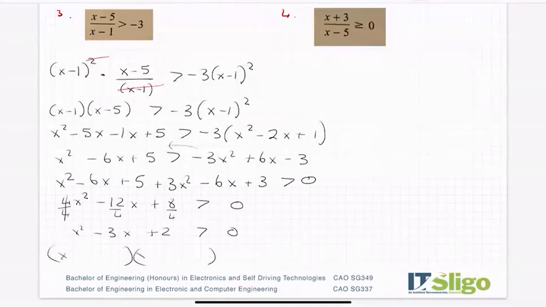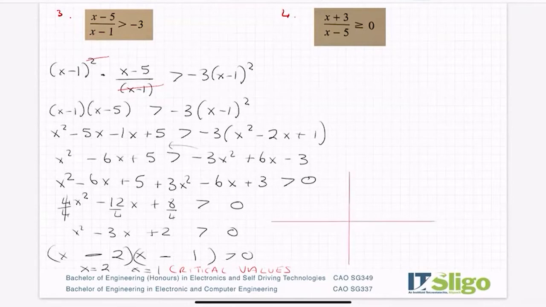That allows me to factorize it easier. 2 by 1 is 2, and the factors of plus 2 that give me minus 3, the two of them have to be minus. So x is equal to 2, x is equal to 1 are my critical values. Okay, so if we use the graph method to see what's happening, well, my critical values are 1 and 2.